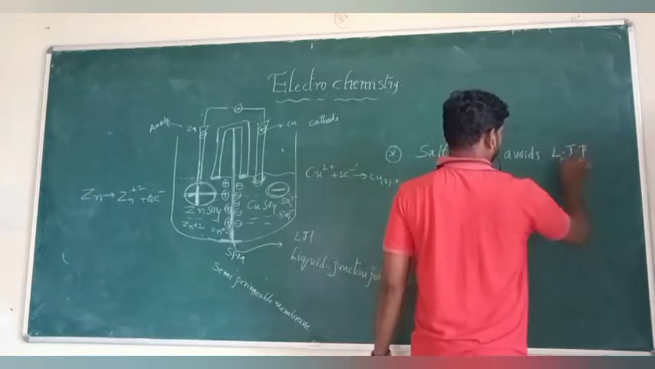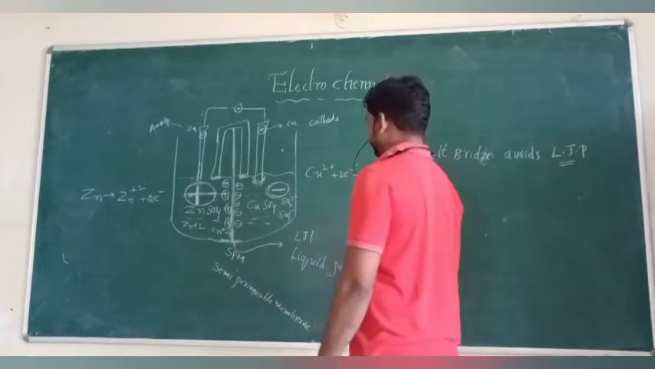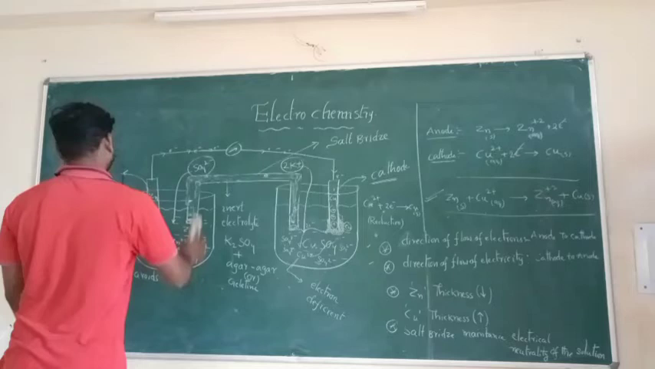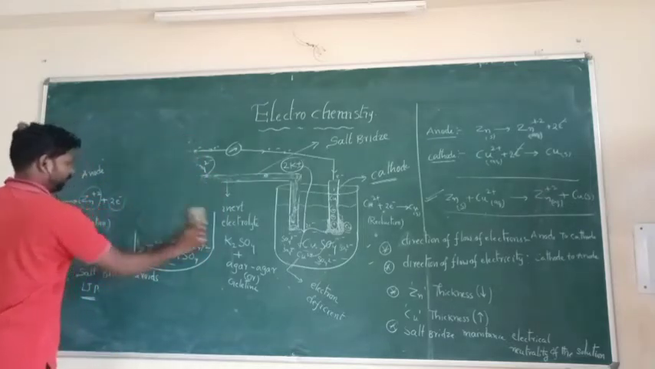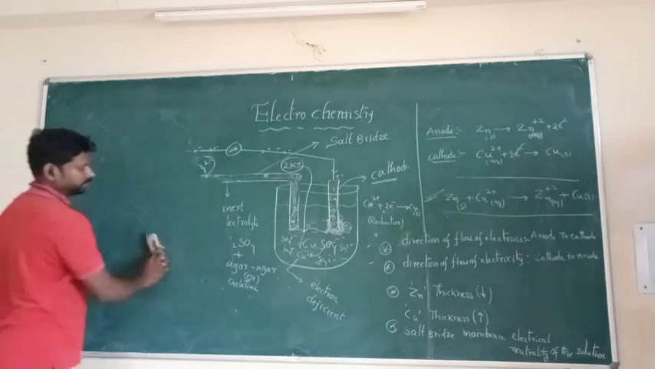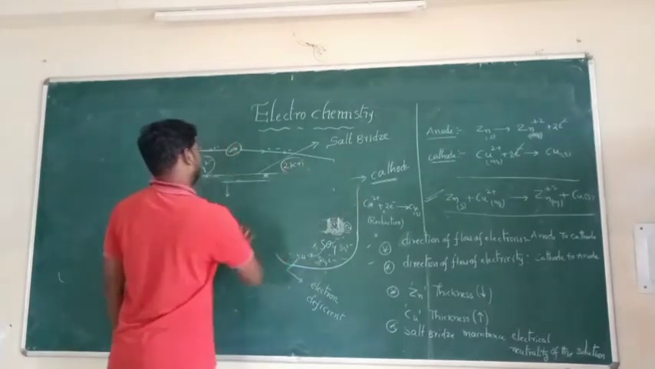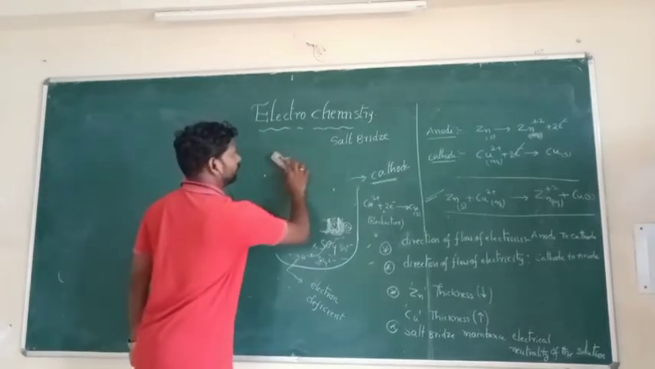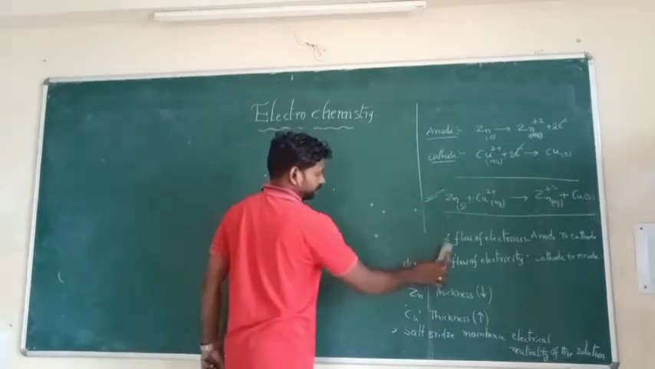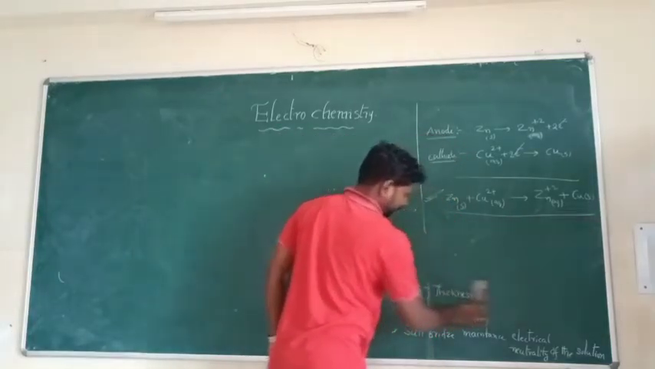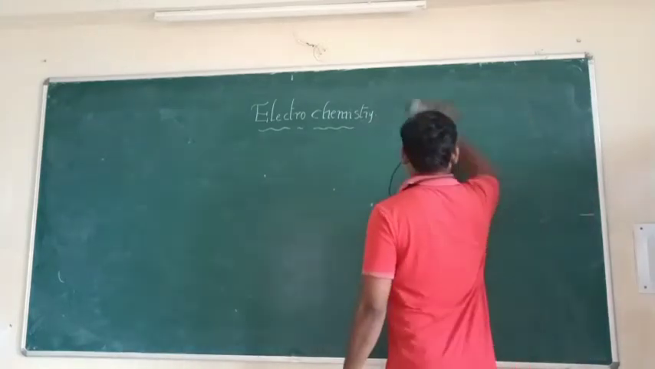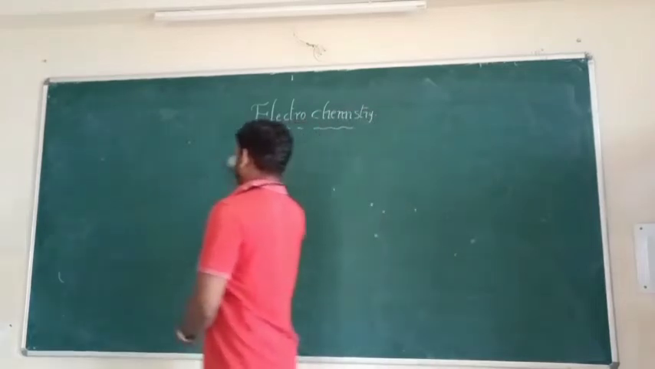The salt bridge avoids liquid junction potential. How does the salt bridge avoid liquid junction potential? Now we are going to discuss. In a galvanic cell, we have used 2 electrodes and 2 vessels. Instead of 2 vessels, I am taking only 1 vessel.